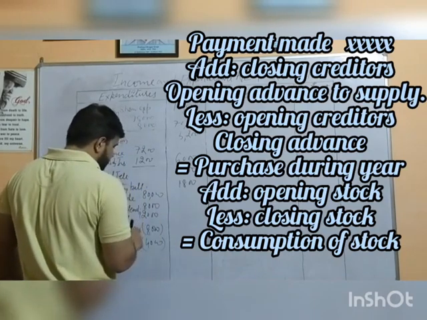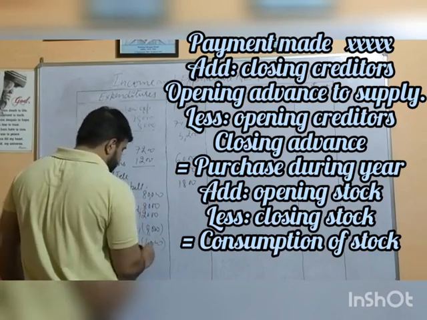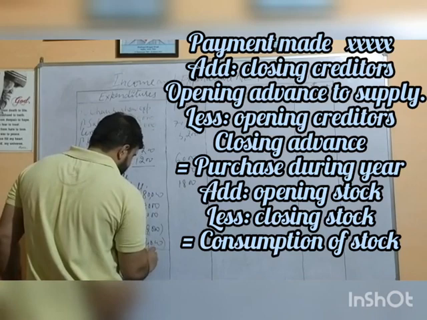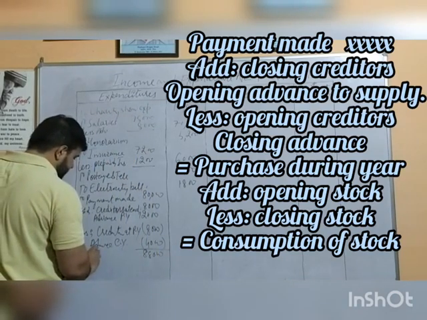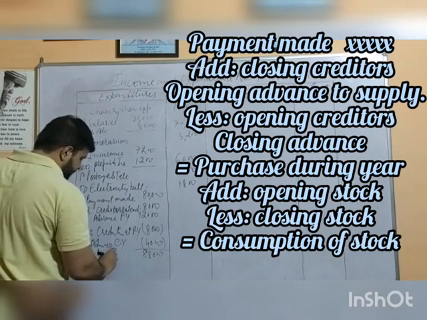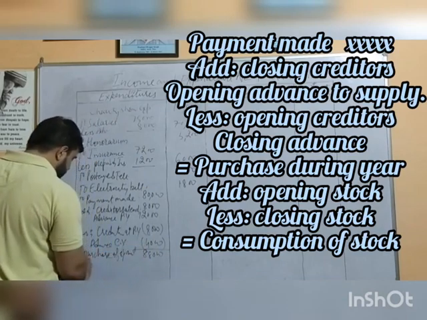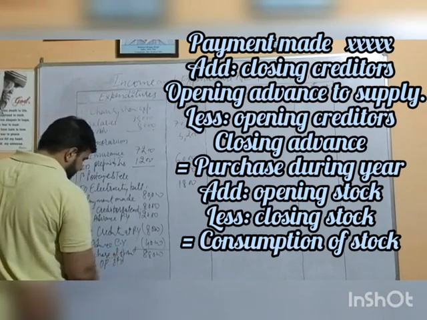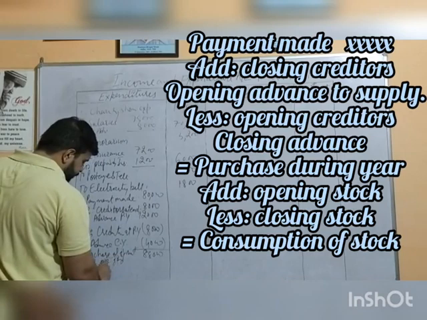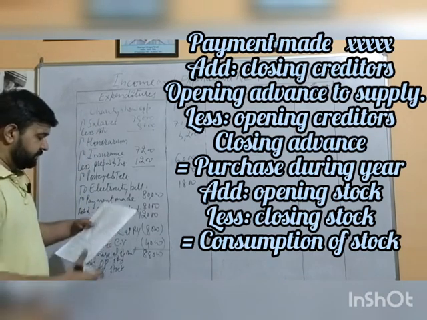So we have to do basically 80,000 plus 20,000, 1 lakh, minus 12,000, that is going to be 88,000. We are not to write it in the outer column because it is not the consumption, rather it is the purchase of sports material during the year. Now we have to add the opening stock of sports material and subtract the closing stock of sports material.